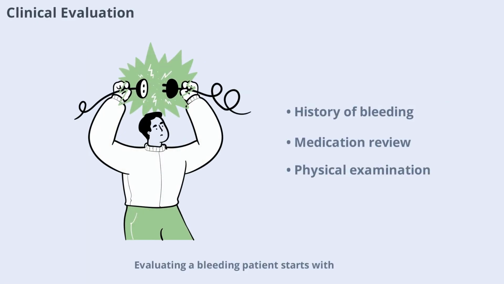patients. Evaluating a bleeding patient starts with a thorough history and physical examination. Important questions include any personal or family history of bleeding, previous surgeries, easy bruising, or use of medications that affect clotting. Physical examination should look for signs of liver disease, enlarged lymph nodes, or abnormal skin findings. Laboratory tests supplement the history and help pinpoint the cause of bleeding.